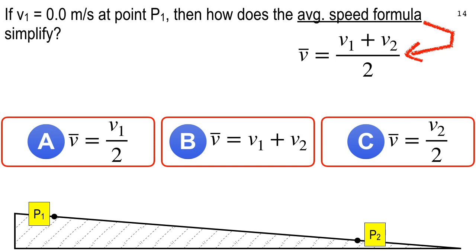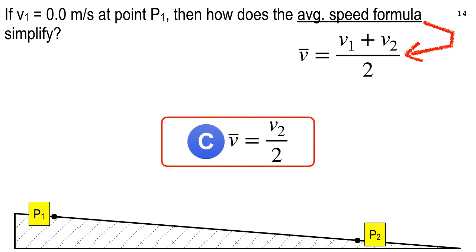All right, let's see what you guys have got. Nice. 86% of you voted for that one. Yeah, C is the one. Because V1 plus V2, if V1 is 0, you don't even have to write it in there. So the numerator is just V2. And then the denominator has nothing to do about it, so that's just 2. So your average speed is V2 over 2. In other words, the speed at the bottom, make a note of that.